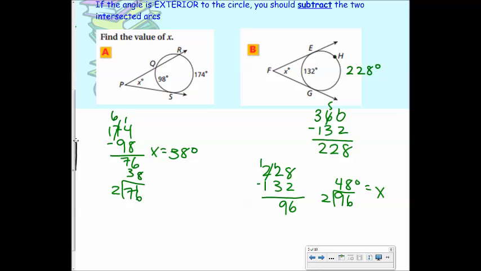So how do you know if you add the arcs or subtract the arcs? Well, if they give you both, when do you add them? If it's an X, where? Inside the circle. If the angle's inside the circle, when do you subtract them? If that angle is outside the circle. So if it's a tangent and a secant, or a tangent and a chord, or something, so that the angle is outside the circle. Sorry, tangent and a secant.